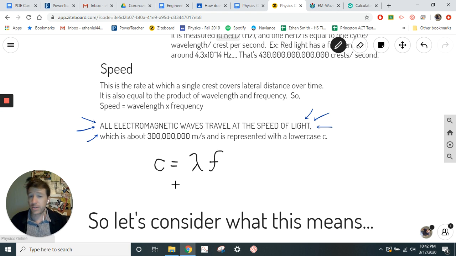So I will give you guys a little bit of a heads up. Not all wavelengths of light have the same wavelength, but they all have the same speed. So therefore, they can't all have the same frequency either. Speed is the one unifying thing for all electromagnetic waves. Their wavelength and their frequency varies, but the speed does not.